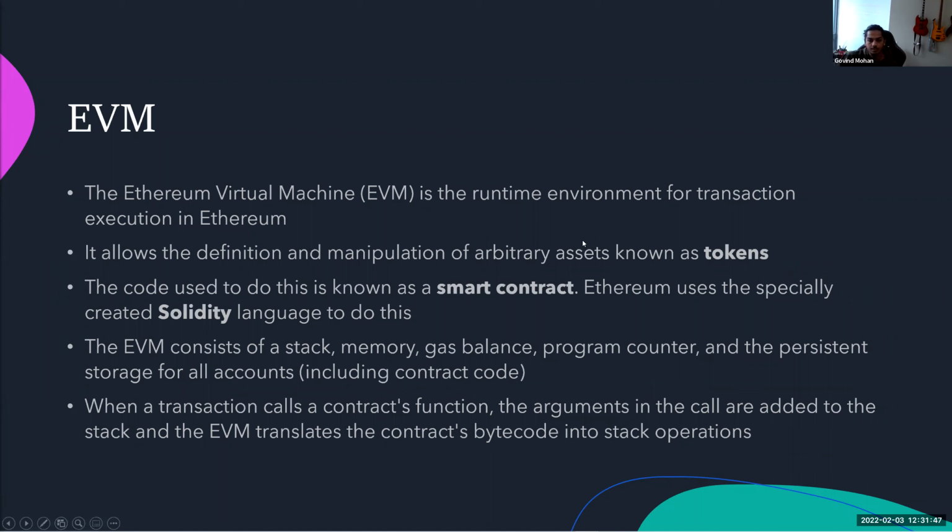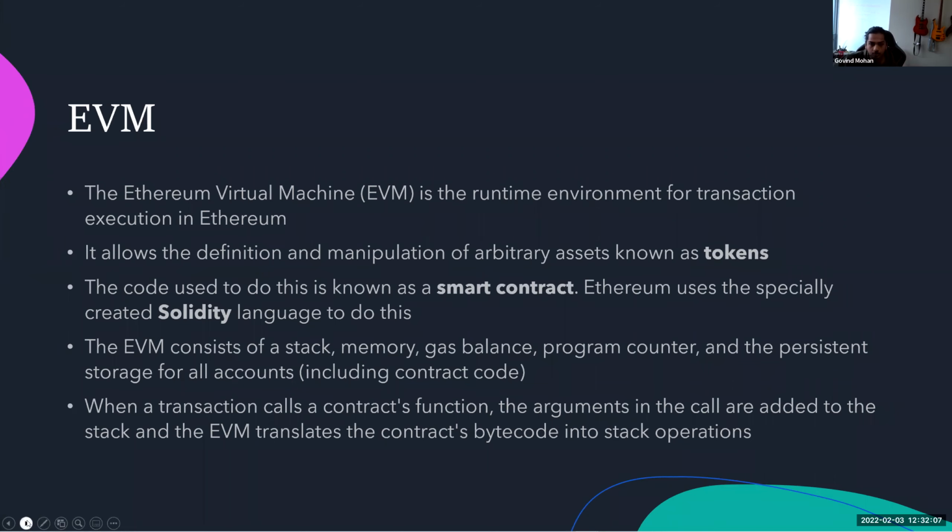Program counter, and a persistent storage for all accounts, including the contract code. So the contract code is actually on the EVM. So when a transaction calls a contract's function, so a contract will have several functions. We're going to look at some Solidity in a second. The arguments in the call are added to the stack, and the EVM translates the contract's bytecode into stack operations.